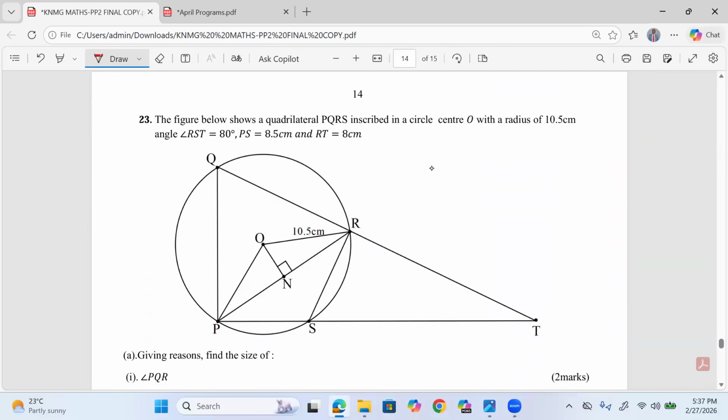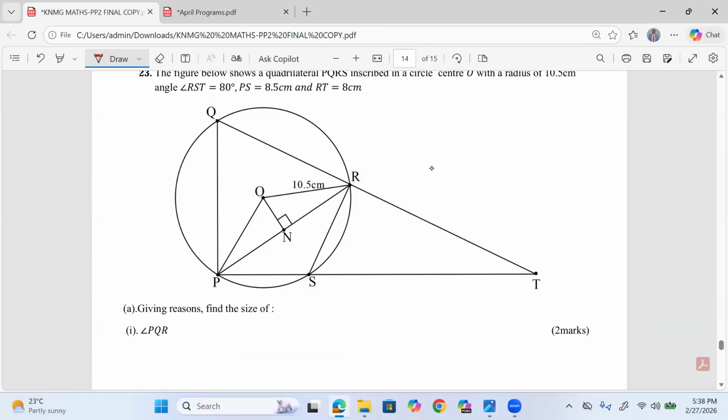Number 23 now. The figure below shows a quadrilateral PQRS inscribed in a circle, center O. Such a quadrilateral is called a cyclic quadrilateral, a quadrilateral whereby the 4 vertices are touching the circumference of the circle. The radius is 10.5, as you can see, and the angle RST is 80. We have to be very careful there. This one is equal to 80.